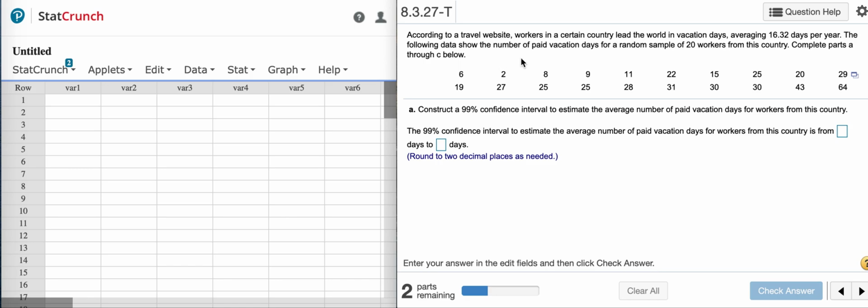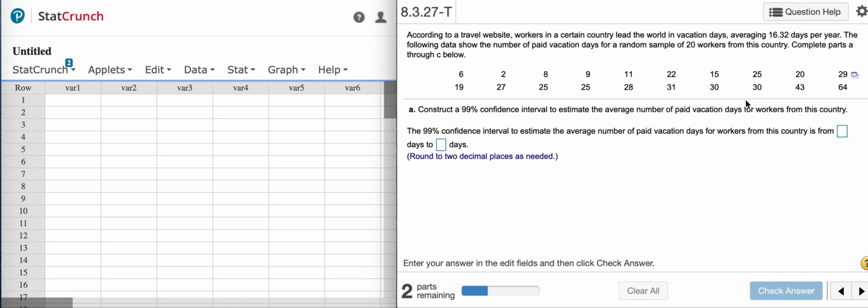According to a travel website, workers in a certain country lead the world in vacation days, averaging 16.32 days per year. The following data show the number of paid vacation days for a random sample of 20 workers from this country. Complete parts A through C below. So here we're going to look at this. Construct a 99% confidence interval to estimate the average number of paid vacation days for workers from this country. And so I need a lower limit and an upper limit.